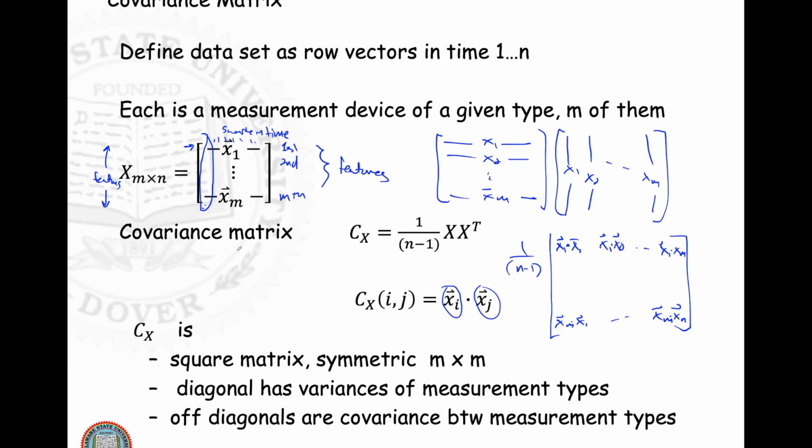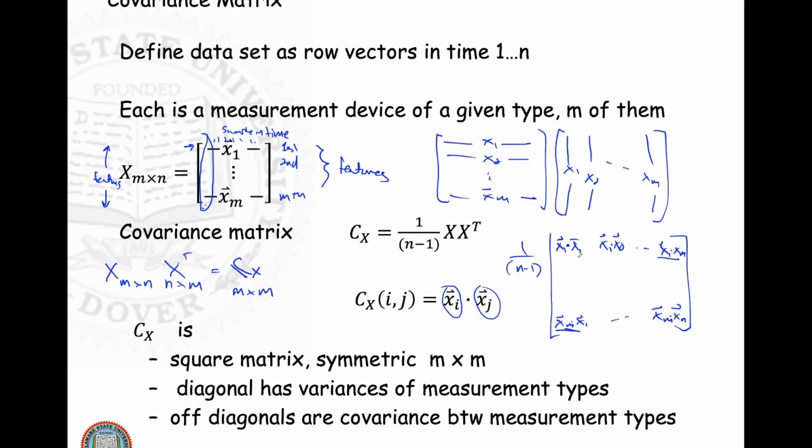Okay, so an observation about this covariance matrix: it's a square matrix, because if we take X, which is m by n, and we multiply that times X transpose, which is n by m, the resulting covariance of X is going to be of size m by m. So it is a square matrix, and it is symmetric, right? If we look at this, this is x1 times xm. This is xm times x1. The dot product is commutative, so it is going to be symmetric about the diagonal. So it is a square matrix, and it's symmetric.